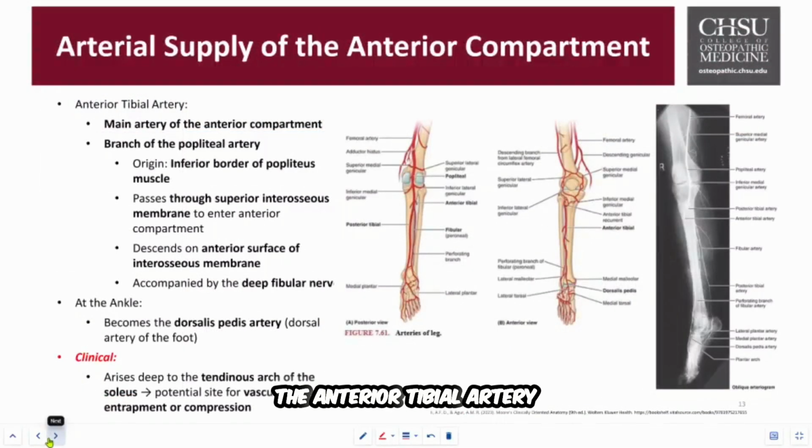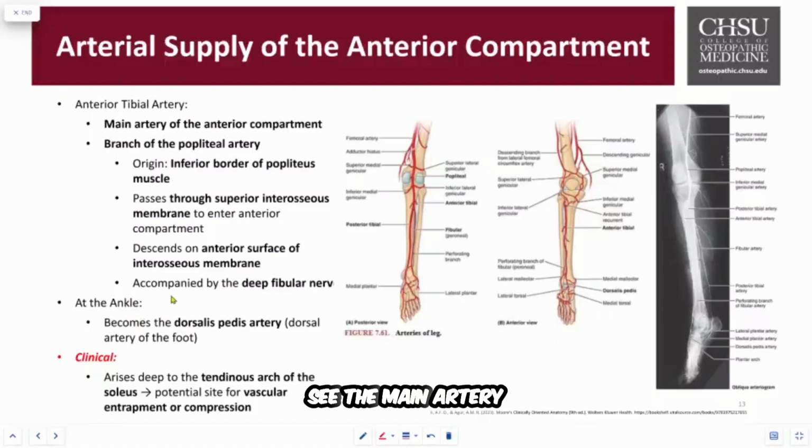The anterior tibial artery, which is a branch of the popliteal artery, supplies this compartment. It passes through the superior interosseous membrane and continues down with the deep fibular nerve. It eventually becomes, at the top of the dorsum of the foot, the dorsalis pedis artery. Any kind of entrapment under the tendinous arch of the soleus can actually affect the blood flow, and in some cases, it's rare but serious, can lead to ischemic leg pain.